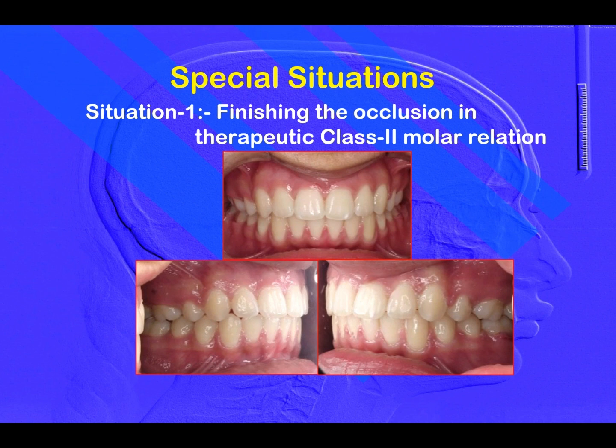Now, we will discuss a few special situations. In a few cases, the occlusion is finished in therapeutic class 2 molar relation. For this, a few adjustments in the first, second, and third order effects are to be done in the maxillary and mandibular arches. Typically, the tip and torque are to be increased in the maxillary anterior teeth and decreased in the mandibular anterior teeth. Also, mild mesiopalatal rotation is needed in the maxillary second premolar and first molar. All these adjustments are difficult with pre-adjusted edgewise appliances.